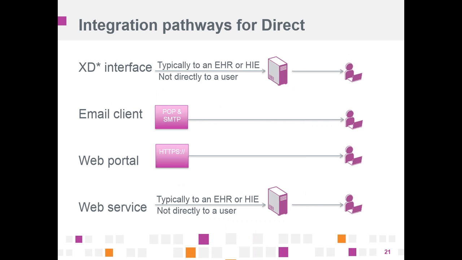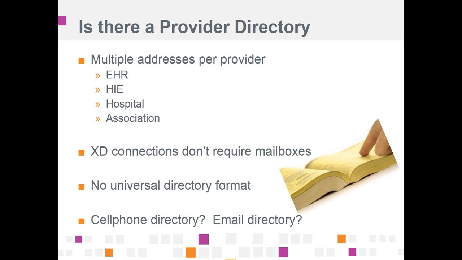One of the big challenges that we're seeing right now is, is there a provider directory? The answer is, well, sort of. We're getting there. One of the challenges we're facing, though, with provider directories is that multiple addresses will exist for every provider. Think about it. If you have a provider who is an ambulatory provider but also has permissions in the hospital, they're going to have a Direct address in their EHR. They might have one in the HIE. They might have one in the hospital. And they might have one from an association. So knowing which is the primary address is really a challenge.